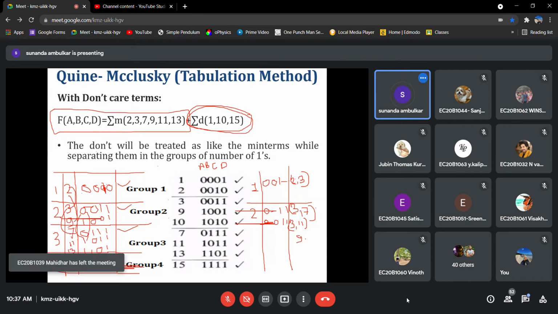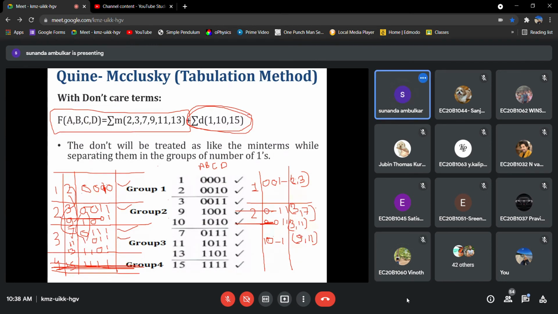9 with 11. We will check this. 9 with 11 gives 1 1 0 dash 1 1. 1 0 dash 1. Okay. Is it correct? 1 0 dash 1. Yes, ma'am. Okay.